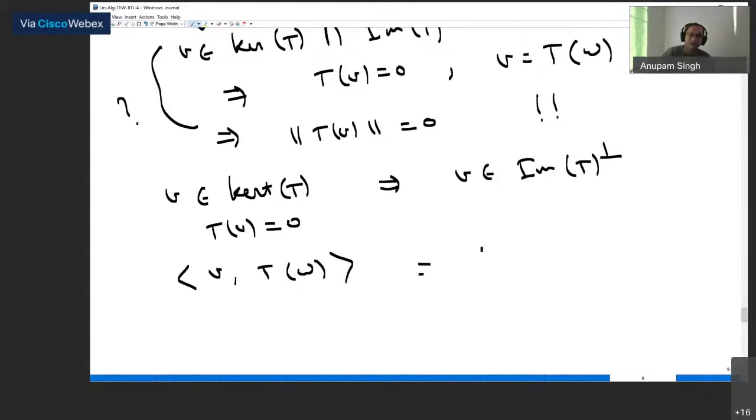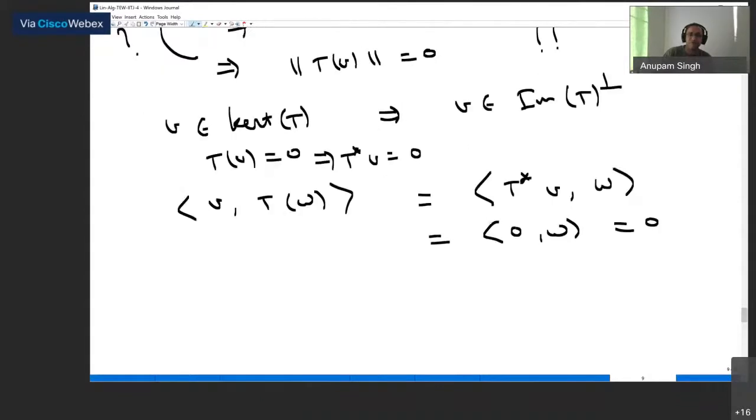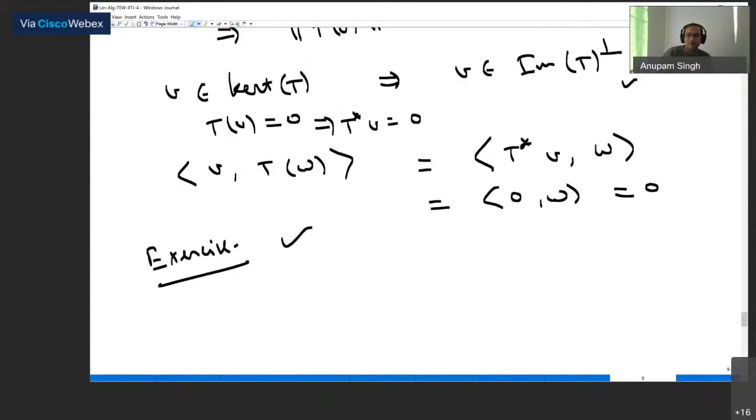But when I write this, I get also T star of v, w. But if T of v is 0 from the previous step, you also see that this will give me T star of v, 0, because the kernel of T and kernel of T star are the same, right? So then I get here 0 comma w, but then 0 comma w is 0. So this proves this. Similarly, I can prove the other direction. Maybe I'll leave it as an exercise.